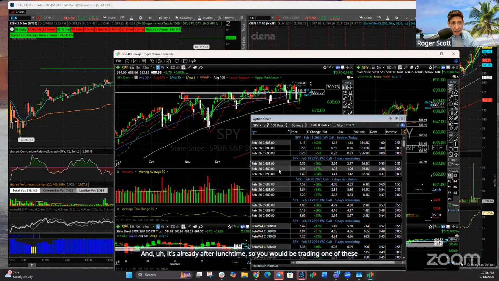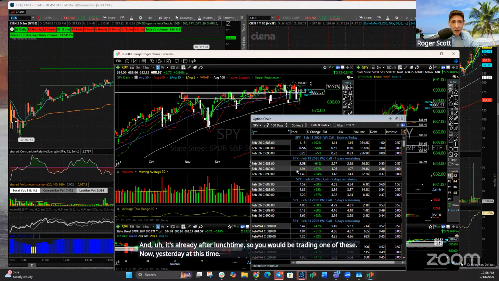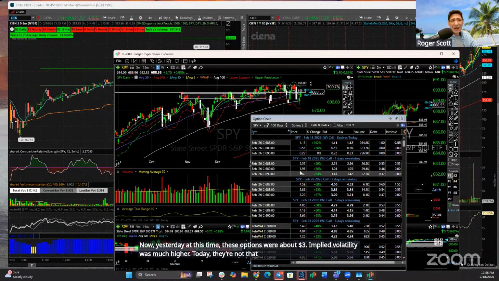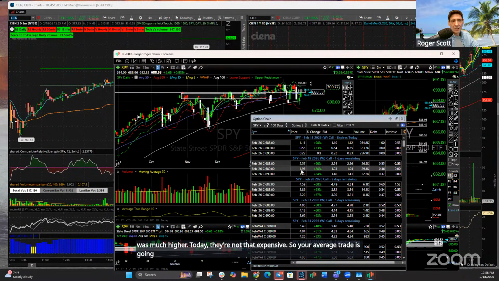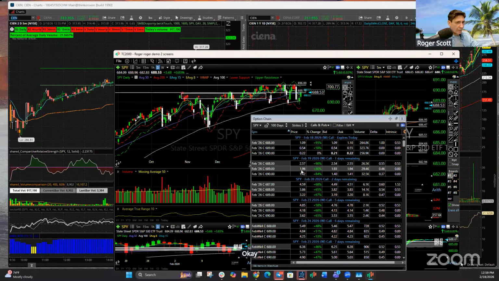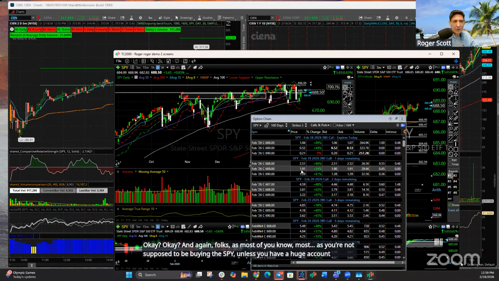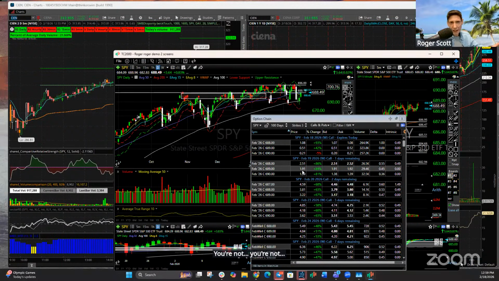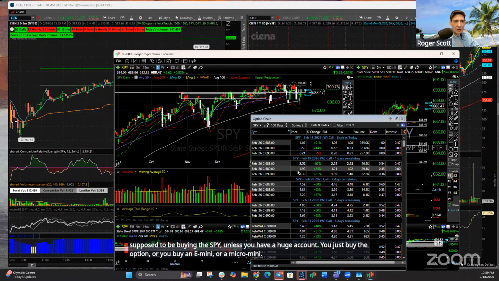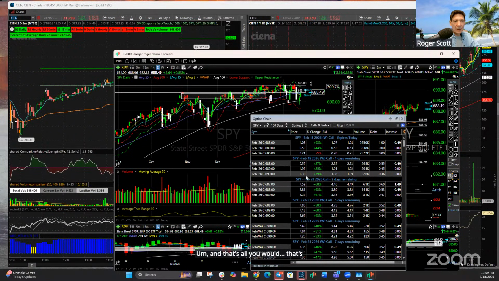Now, yesterday at this time, these options were about $3. Implied volatility was much higher. Today, they're not that expensive. So your average trade is going to be right here. And again, folks, as most of you know, you're not supposed to be buying the SPY unless you have a huge account. You just buy the option, or you buy an E-mini or a micro E-mini, and that's all you would need to do.